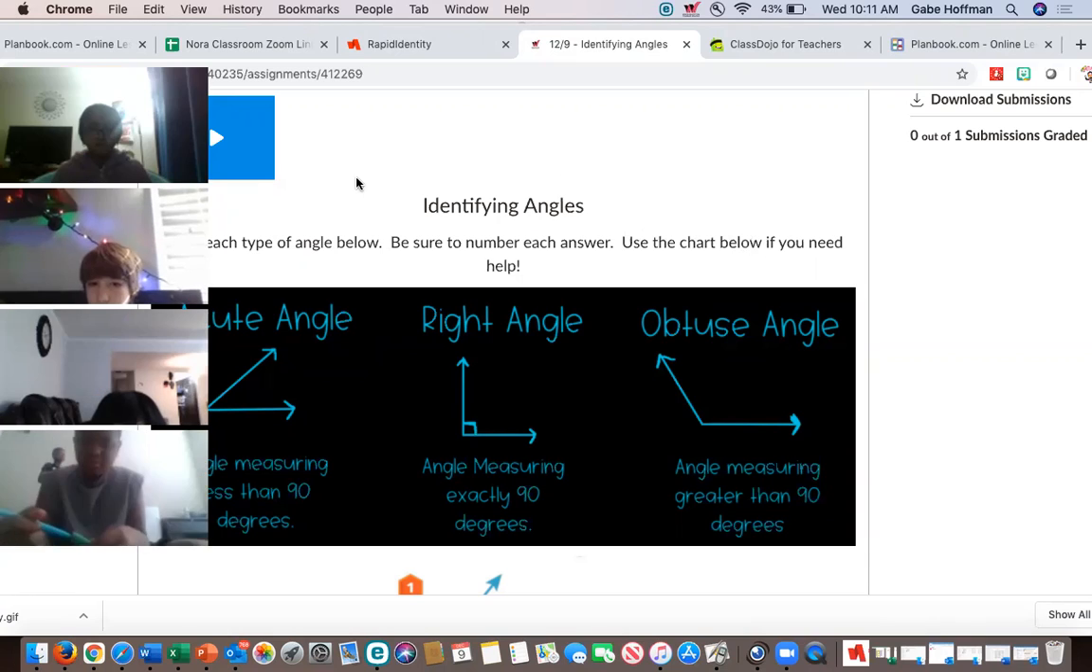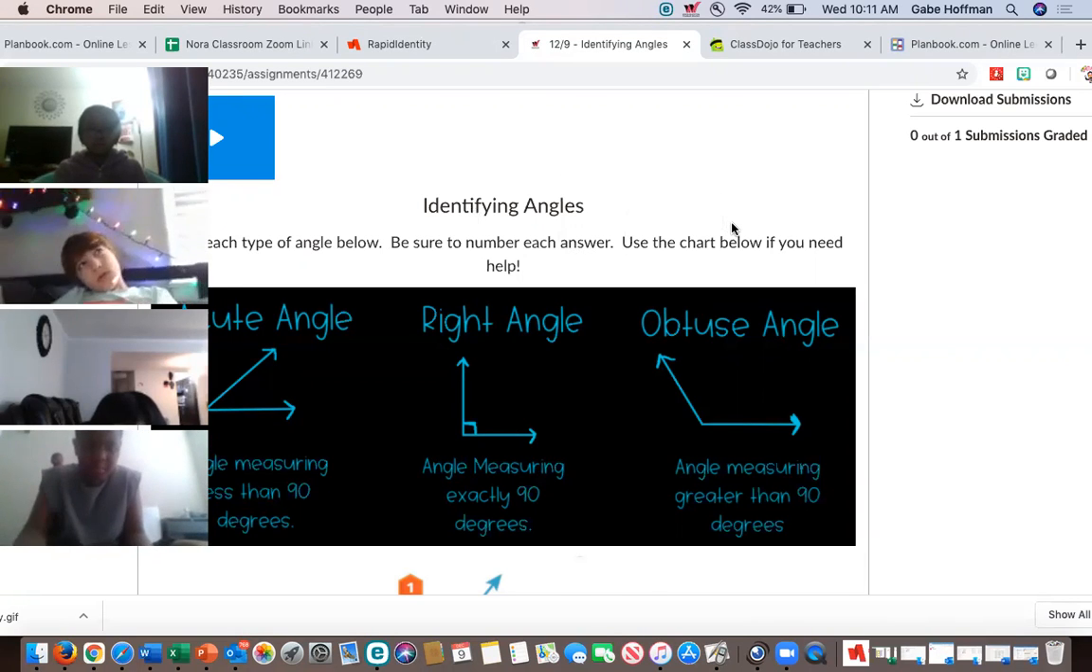Isn't it on math, right? Yep, it is math on Wednesday. Click on Wednesday math, and it's called identifying angles. Okay.